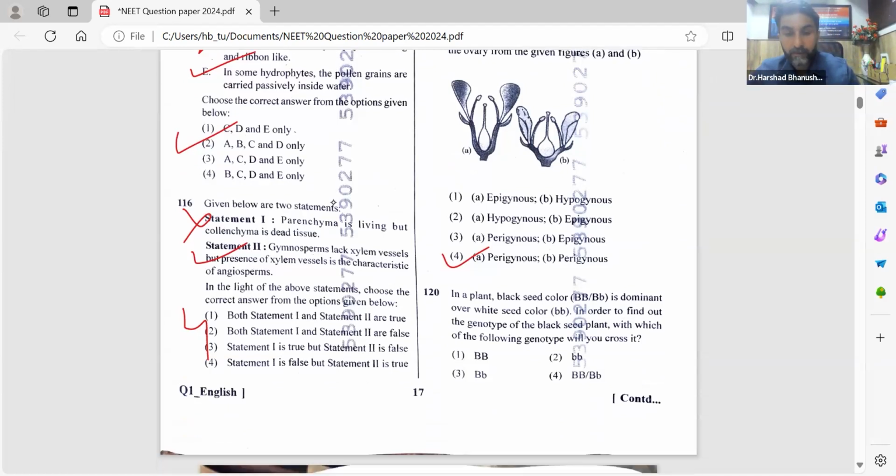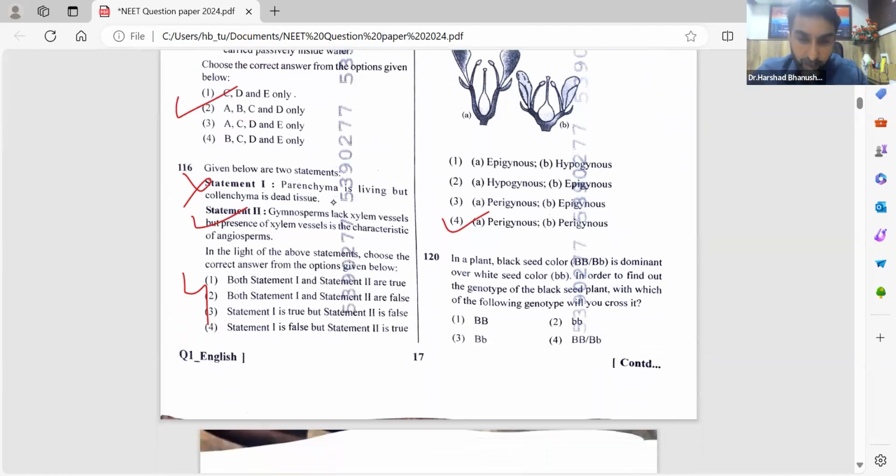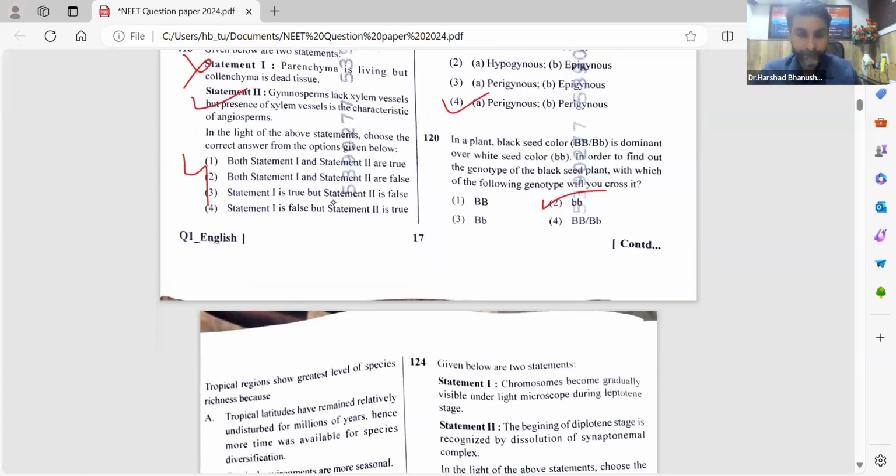In a plant, they have given you black seed color is dominant over white seed color. If you want to find out the genotype of black seed, we do something called a test cross, and test cross is a cross with the recessive parent. So the answer would be option number 2 in this case.